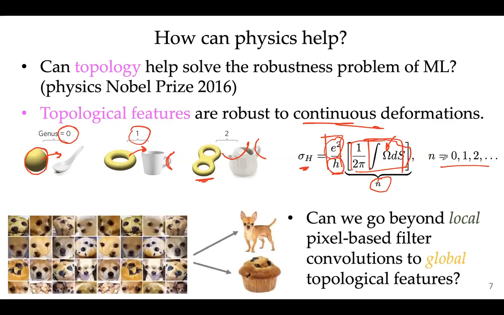So can we find architectures or methods in machine learning that would be robust against noise? It could be adversarial noise added, or it could be noise in the original data. Can we go beyond local pixel-based filter convolutions to global topological features so that we can distinguish a Chihuahua from a muffin?